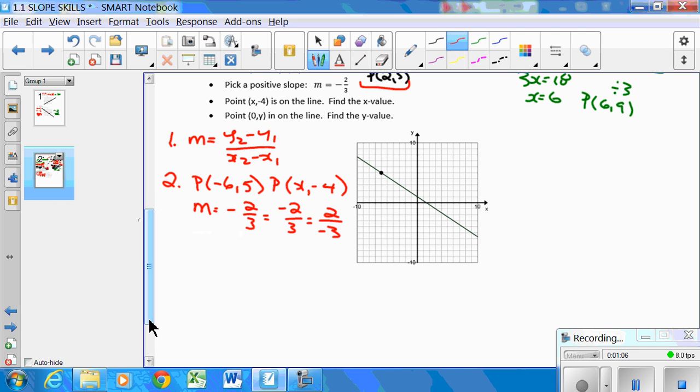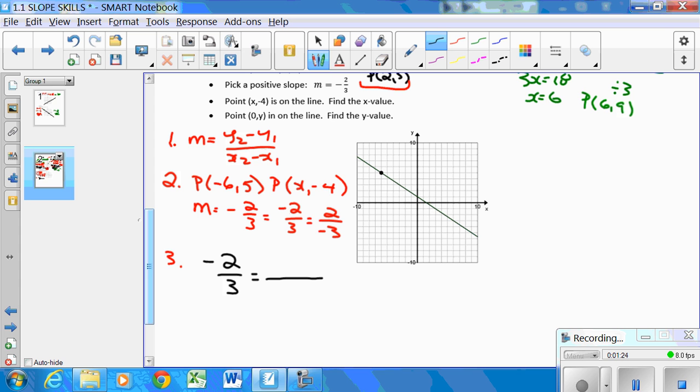So the next thing you want to do then, step 3, this is kind of the big one now, because this is where you take the information that's given to you and you put it into something you can use to solve the problem. For my slope, I'm going to put the negative with the 2, so I put -2/3.